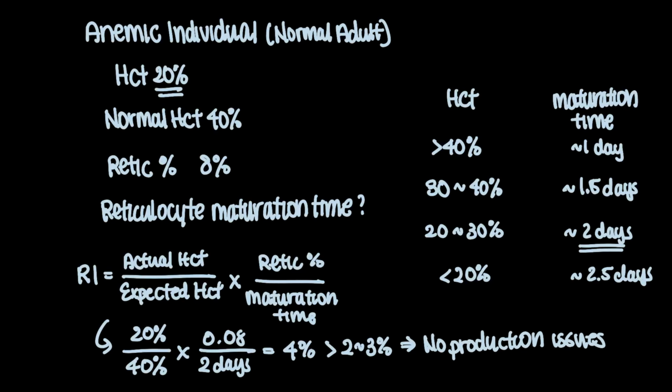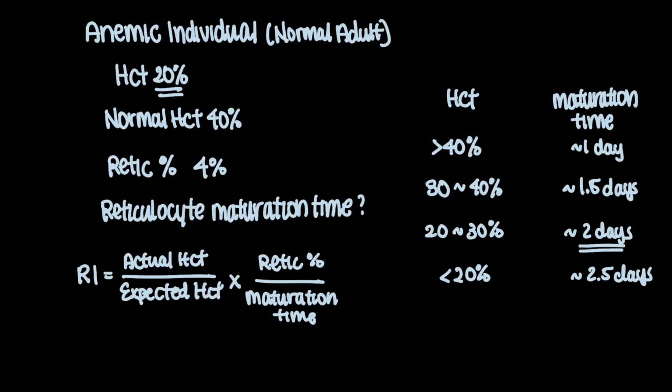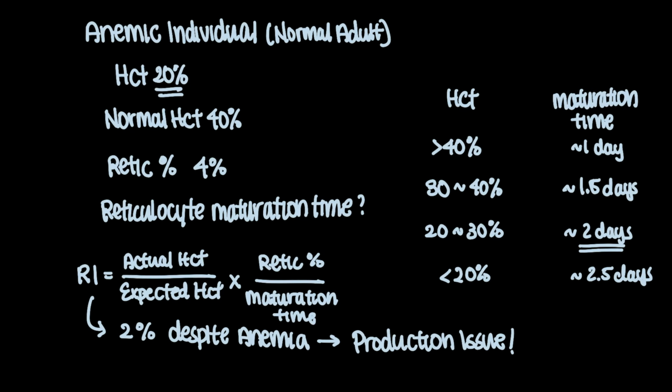But let's say instead of the reticulocyte percentage being about 8%, we find that when we draw blood on this person, the reticulocyte percent is about 4%. Now, if we plug everything in, we would find that the reticulocyte index is only about 2% despite the state of anemia. And as we discussed earlier, if the reticulocyte index is not greater than 2 to 3% in the state of anemia, then we can pretty accurately predict that there is some sort of production issue preventing the body from appropriately responding and pushing out the appropriate number of red blood cells into the blood.